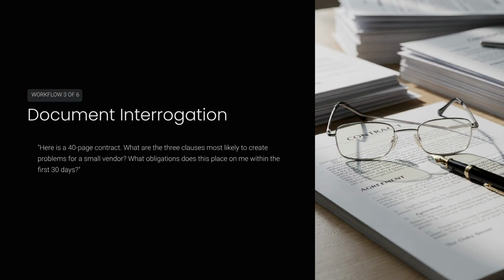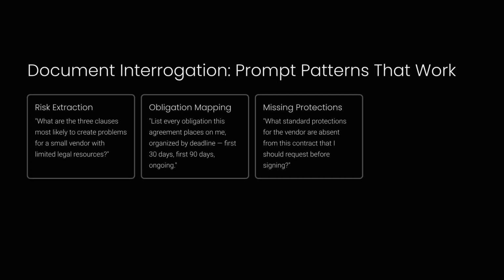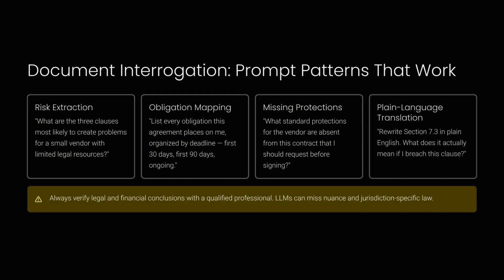Next is document interrogation. This goes beyond simple summaries by allowing you to ask specific questions about a document to extract actionable insights tailored to your needs. The difference is critical. Summarization just describes what is there, while interrogation reveals what matters specifically to you and your situation. Effective interrogation prompts include risk extraction, obligation mapping, identifying missing protections, and plain language translation. Always remember to verify these results with a qualified professional.